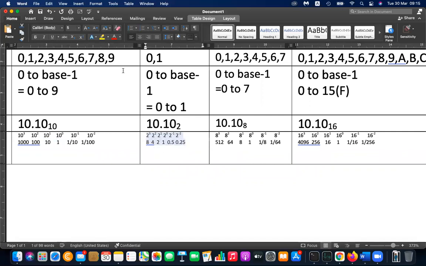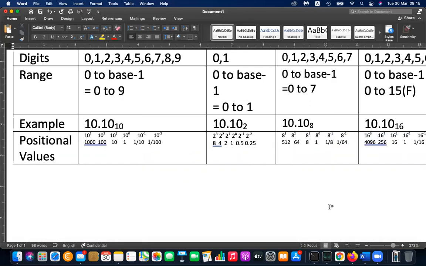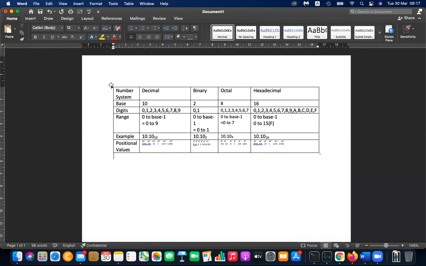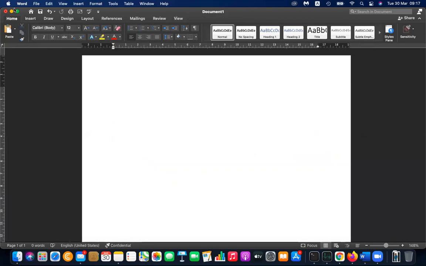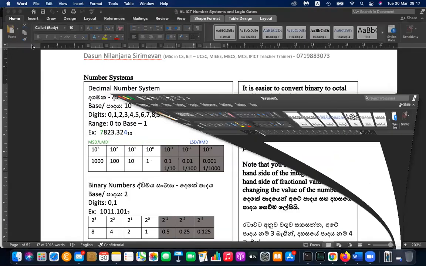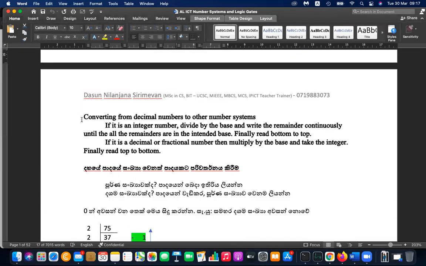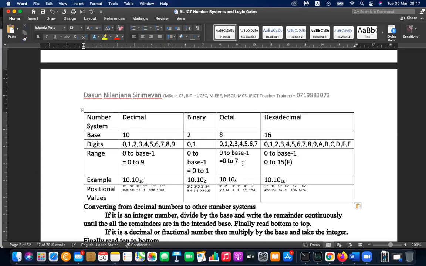So the next one, base 8: left side is multiplying by 8, right side is dividing by 8. Base 16: left side multiplying by 16, right side dividing by 16. That is the pattern of any number system. Now you know the basics. Having completed that activity, now you can move to the conversion part. Let's see how conversion happens.